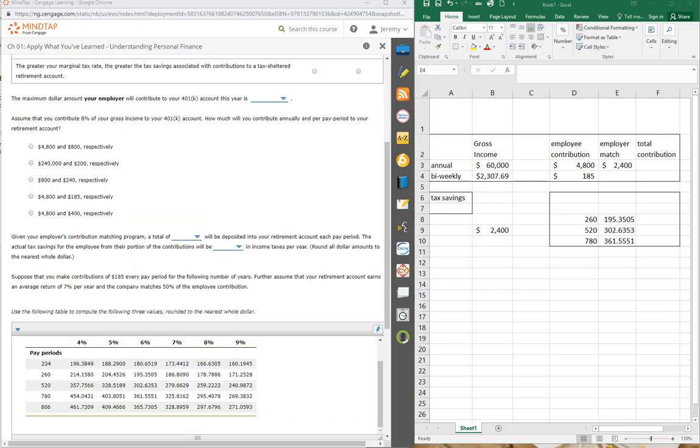If it turns out that the amount that I would have contributed there for the 50% was actually greater than what the employer max would be, I would just put in the employer max. So here, let's take the 50% of my pay period amount.